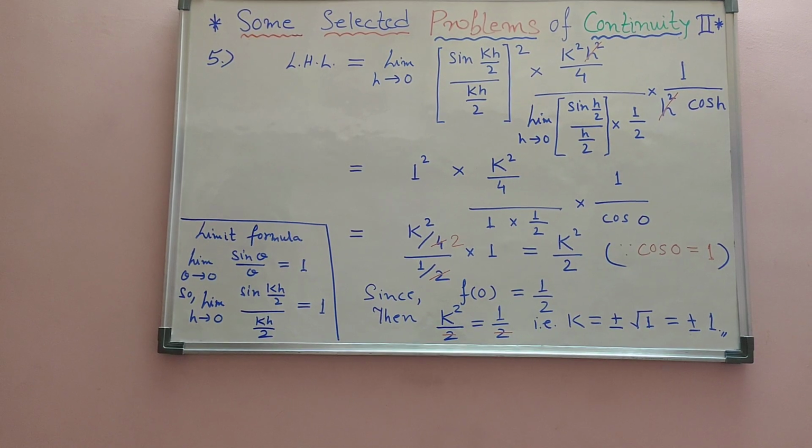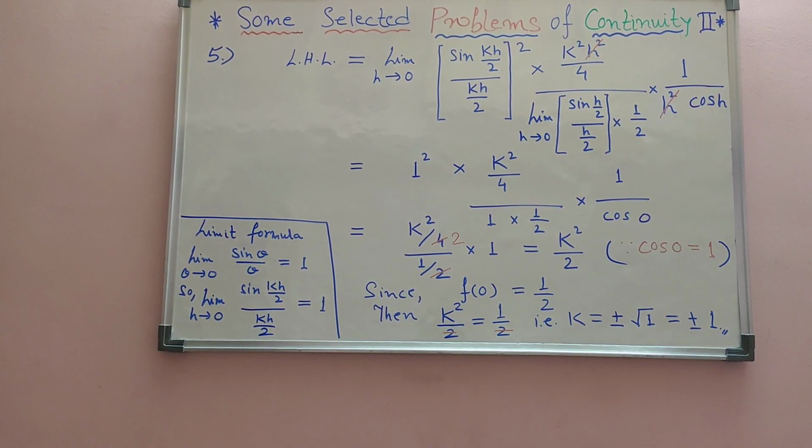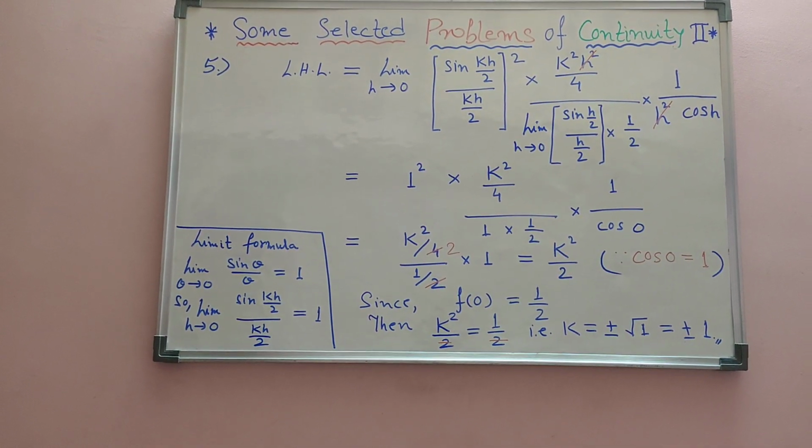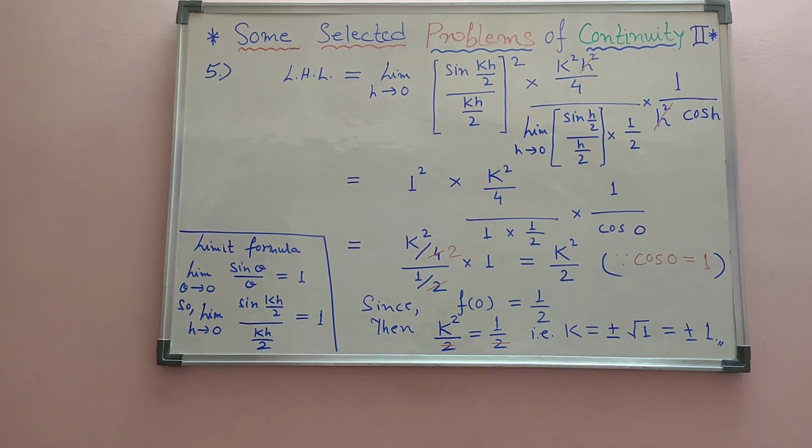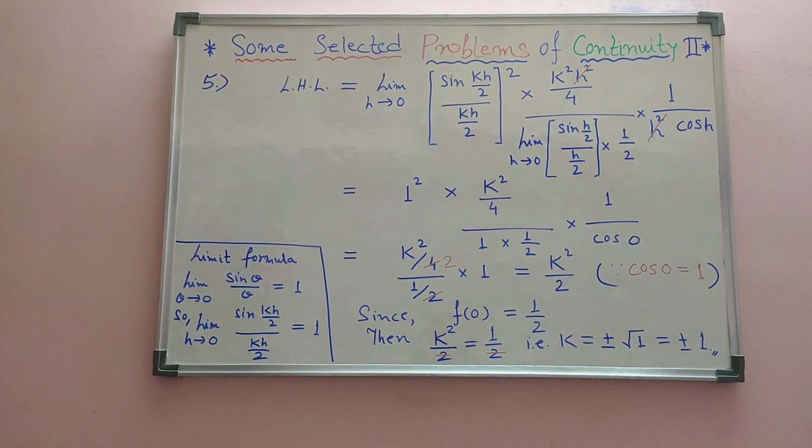Now put the value of h as 0 in the cos. Cos 0, we know, is always 1. So after simplifying it becomes k square by 2.